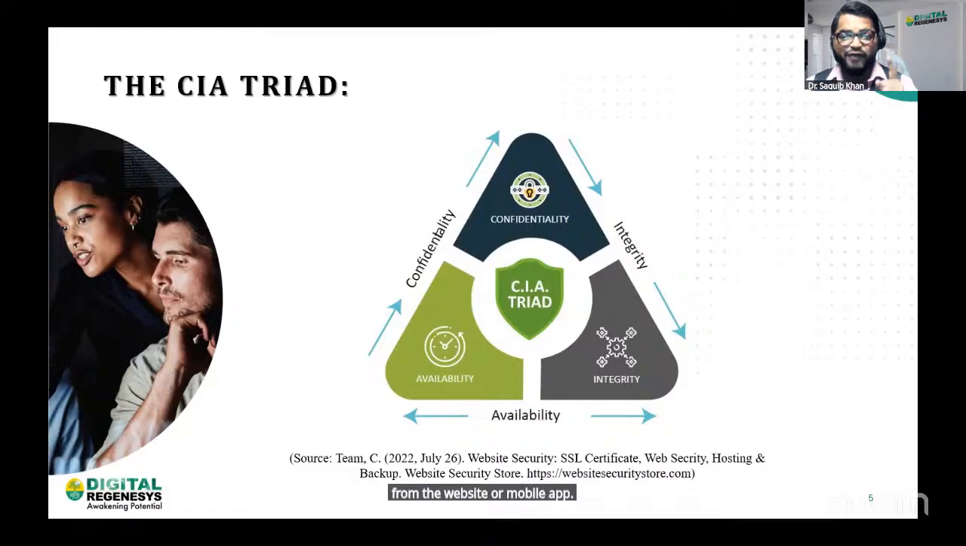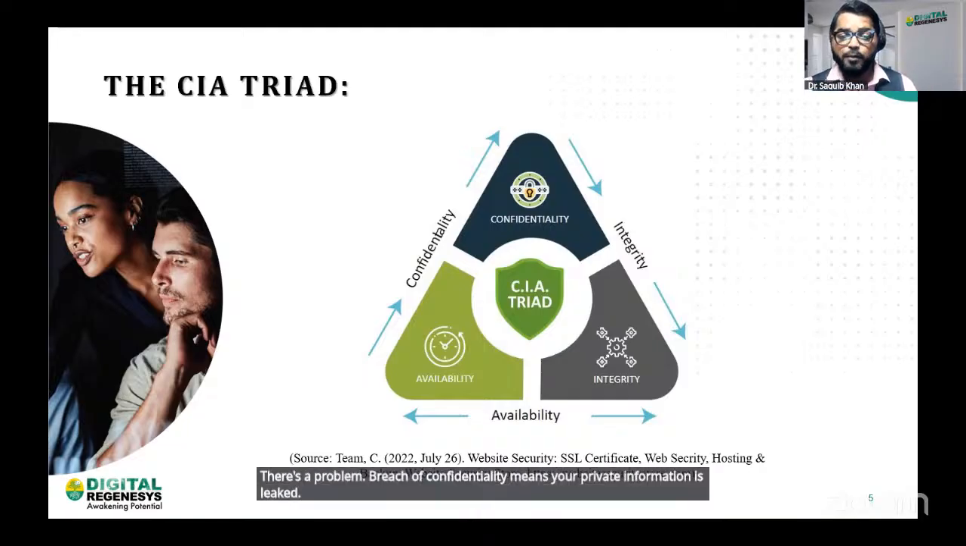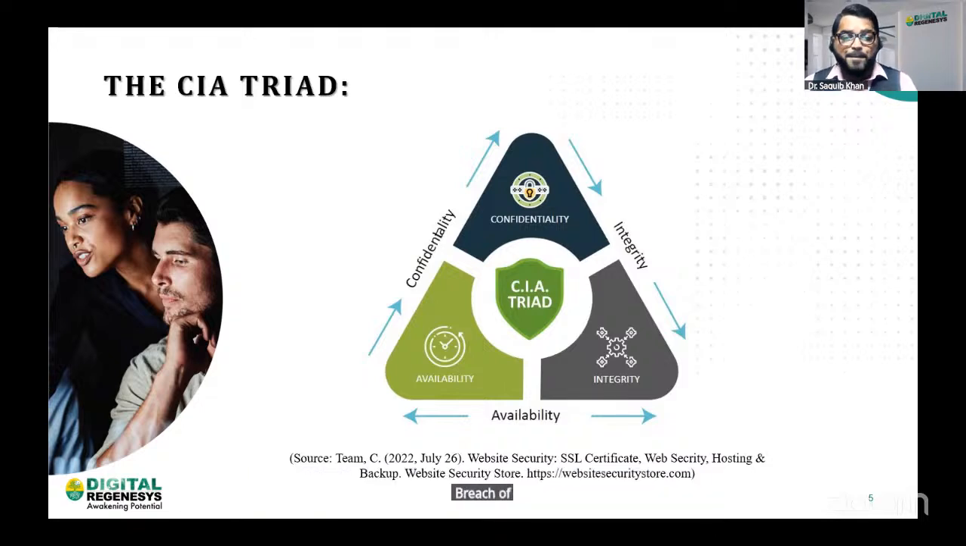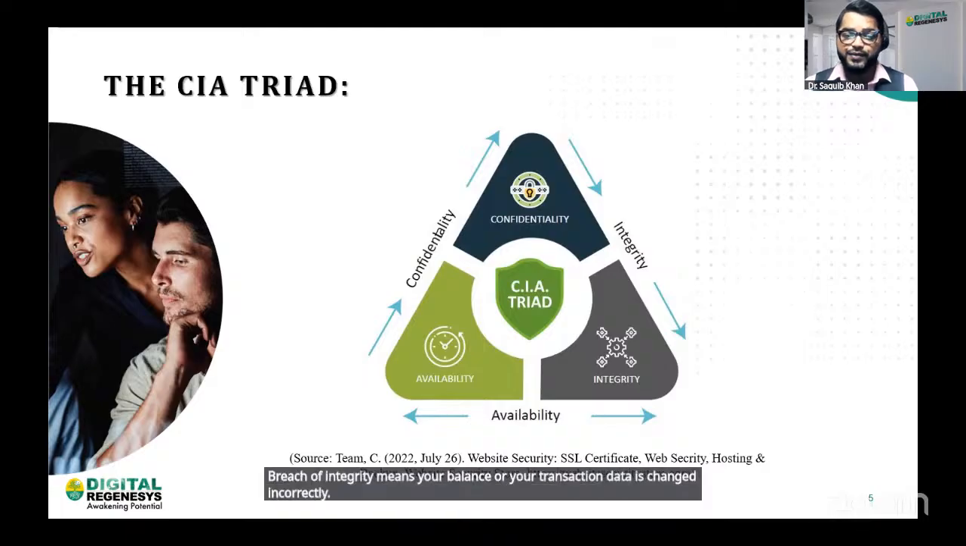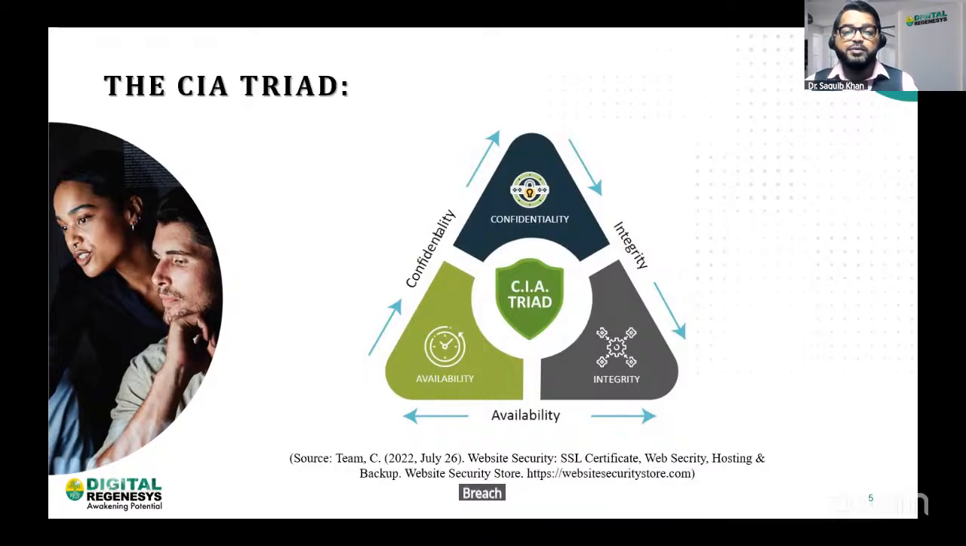So if any one of these fails, there's a problem. Breach of confidentiality means your private information is leaked. Breach of integrity means your balance or your transaction data is changed incorrectly. Breach of availability means you cannot access your account when needed.